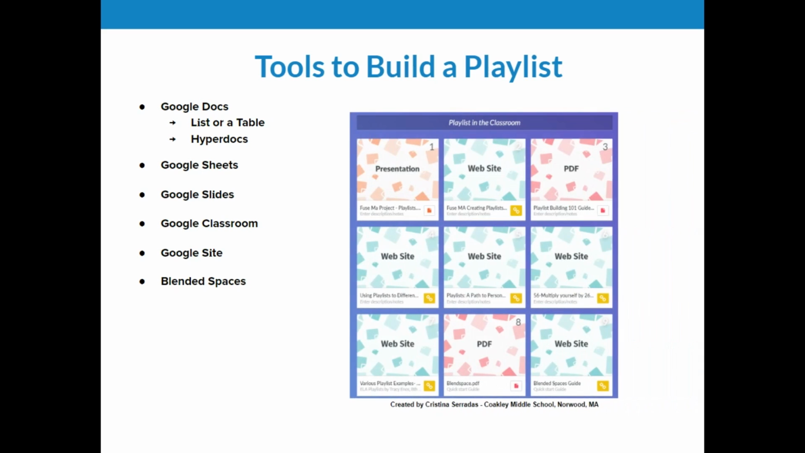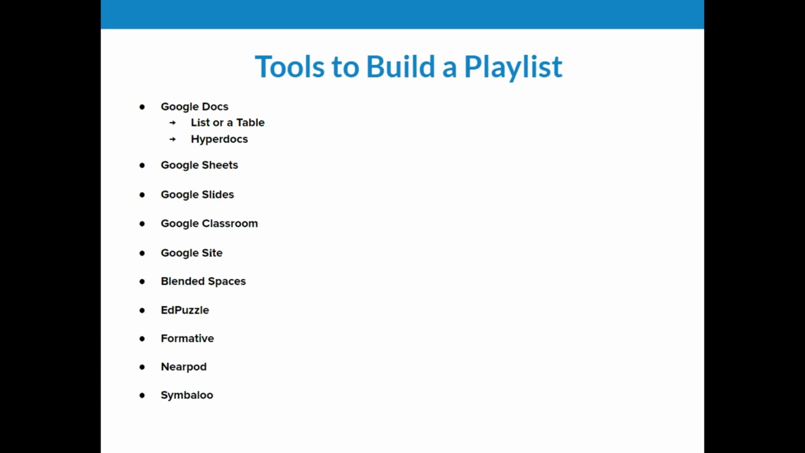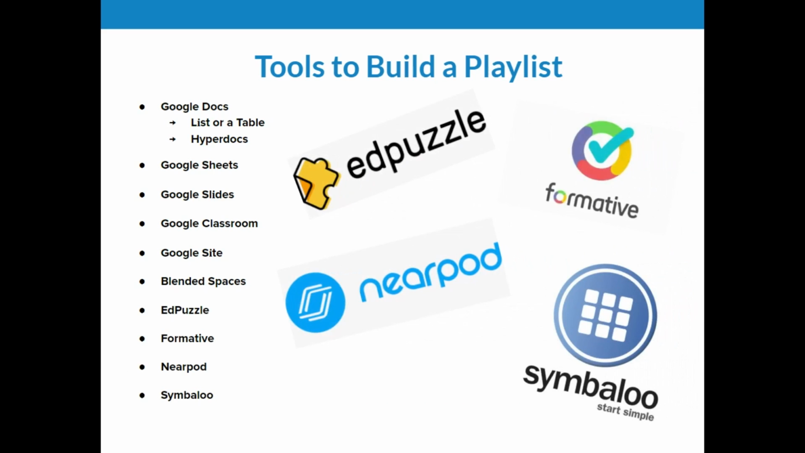So that's pretty nice. If you're looking for online tools, look at Blended Spaces. That's one of the most well-known ones. It is not pretty, but here is a blended space that I created that I will share with you later on. But there are a lot of other online tools that you can use. Some examples include Edpuzzle, Formative, Nearpod, Symbaloo, and I bet as you are listening to this, you are thinking of other things that you can possibly use as well.